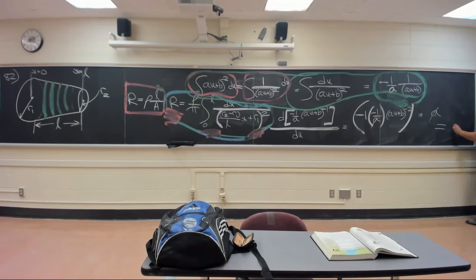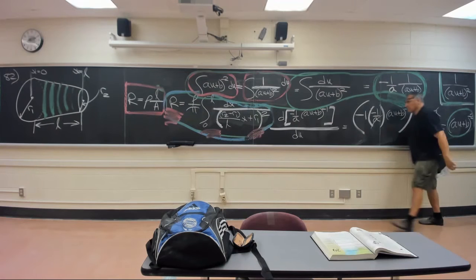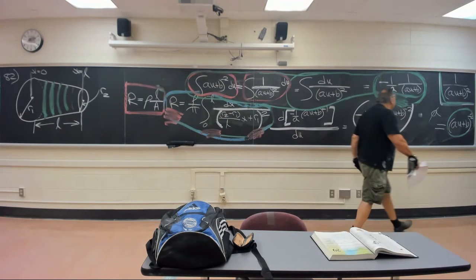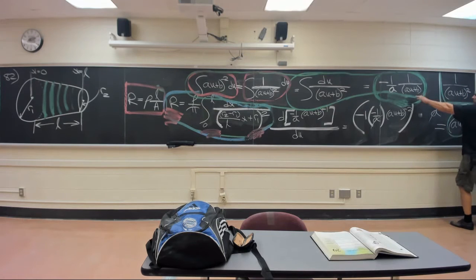At the end of the day, guys, this is AU plus B to the negative 2. That's going to be 1 over AU plus B to the 2. Absolutely. There's your derivative. If you take the derivative of all of this, you get here.